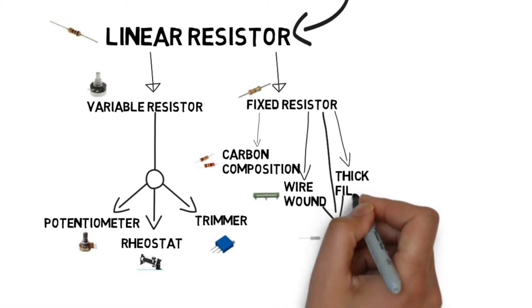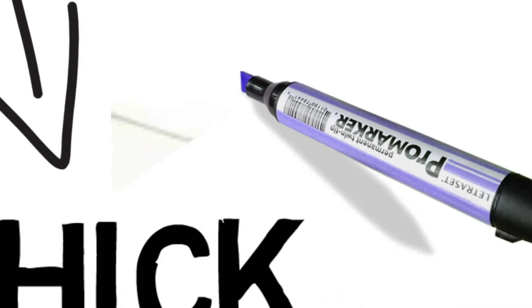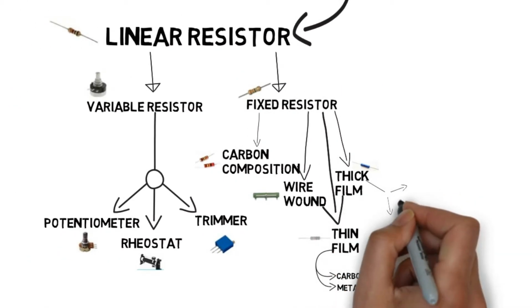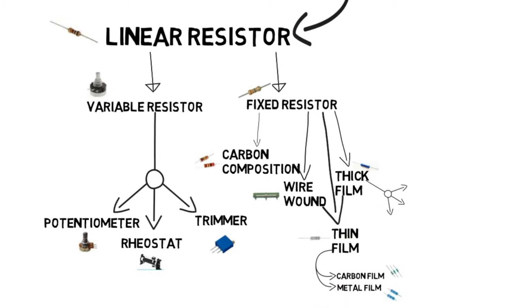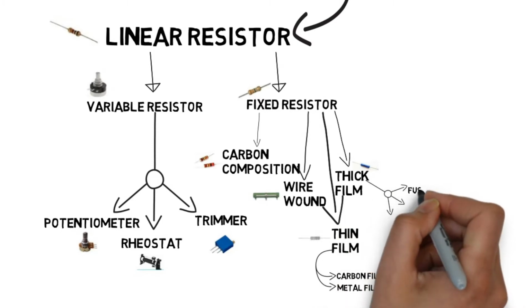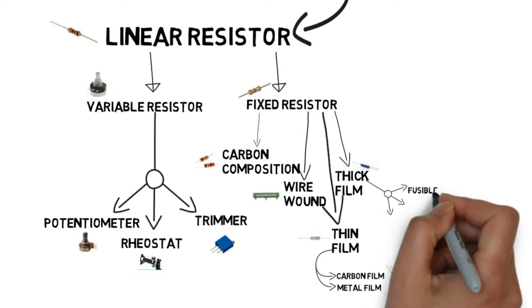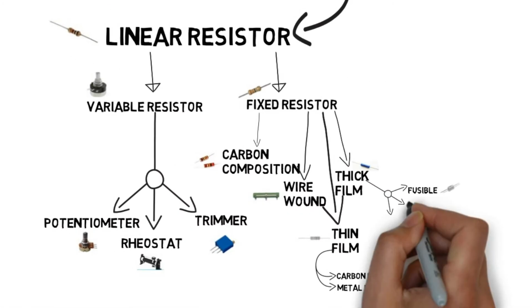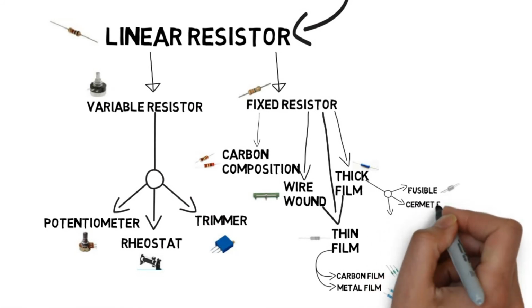Last part of fixed resistor is thick film resistor. It divides as fusible, ceramic film and metal oxide. Thick film resistor elements become glass-like after firing, which means they are inherently impervious to moisture. Thin film resistors are typically used for applications that require high stability, high accuracy, or low noise.